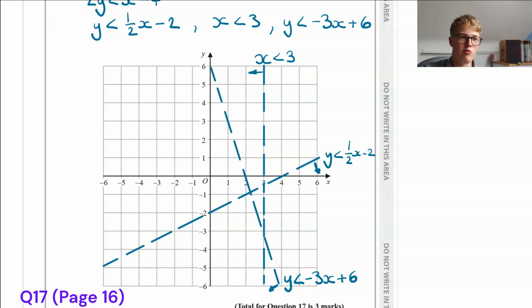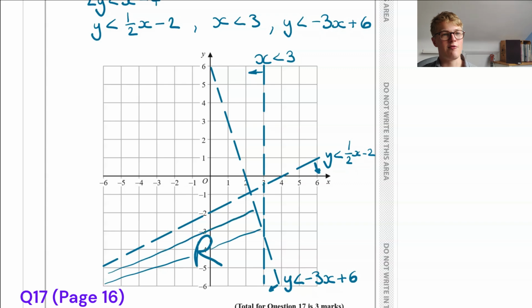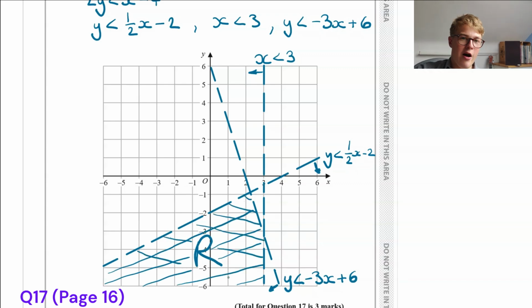And then we need to shade the region that satisfies all of these. So you can see I've drawn little arrows for each of them, and R is the region you can see here that satisfies all of those inequalities.